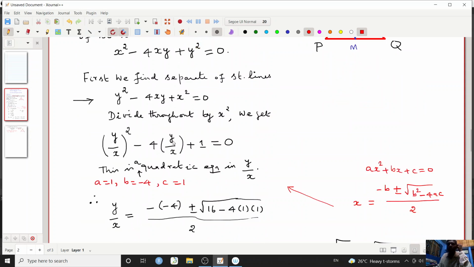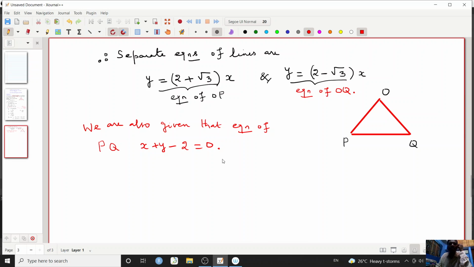So we have written the equation of PQ, which is given in the problem. Now when you look at the problem, what is our aim? We have to find the equation of the median. For that, we have found the equation of OP and the equation of OQ, which are separate equations, and we are also given that the equation of PQ.